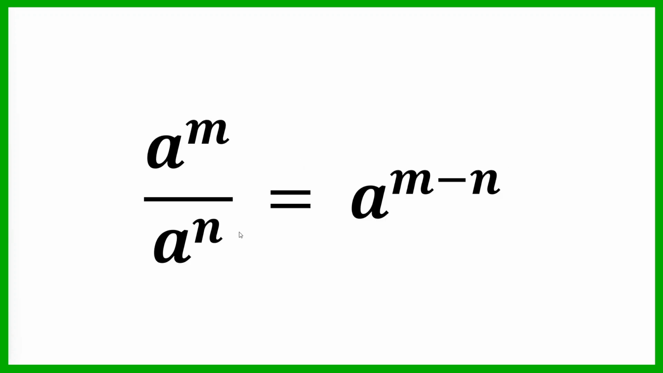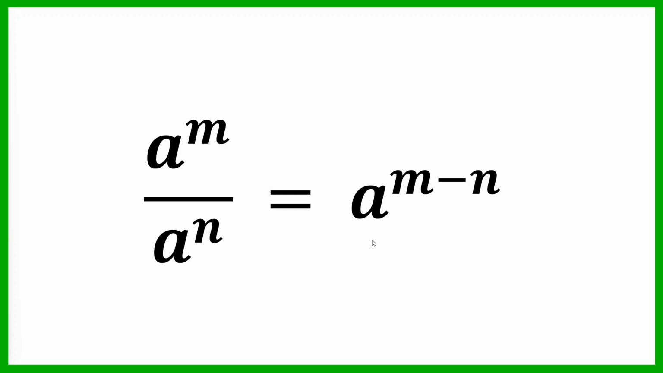This can also be written like this. Remember that when you have a fraction, it means division. So this means a to the power of m divided by a to the power of n, which we can then simplify by saying a to the power of m minus n when we subtract the exponents.